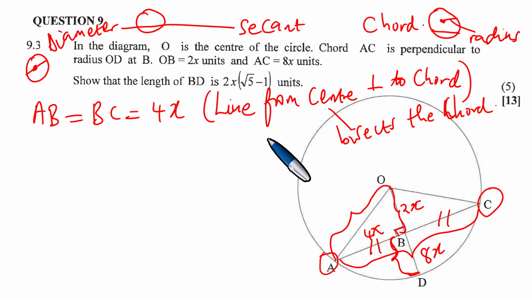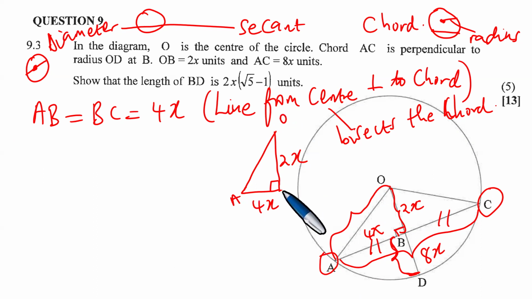So if somebody tells you that you're given this triangle here, a very nice right angle triangle, and we are told that this one is 2x and this one is 4x and this angle is 90 degrees, what do we do here? We just want to find the length of the hypotenuse. Anyone? Pythagoras. Well done.